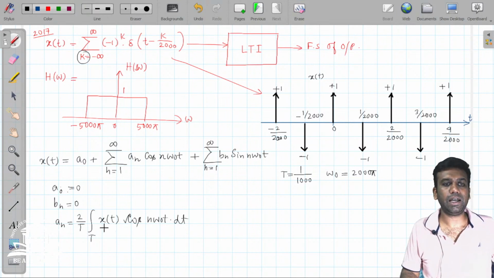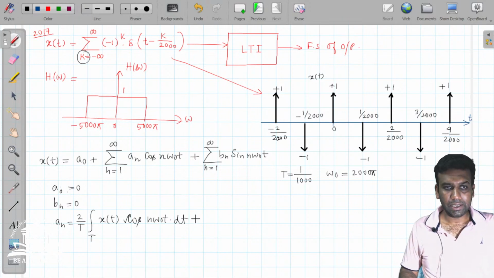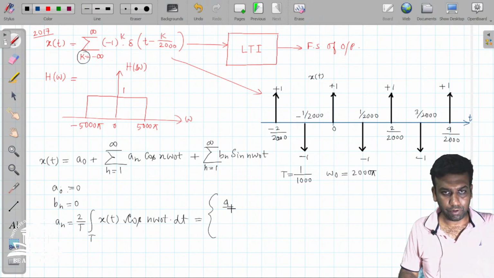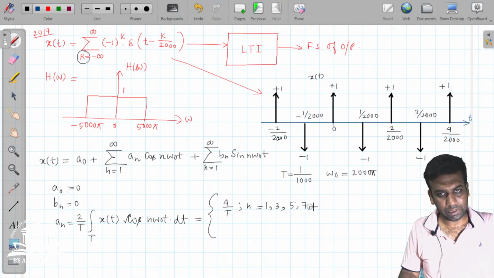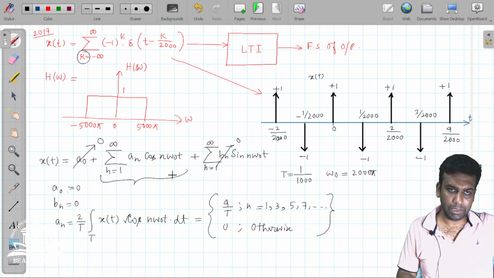Just put the values and find. You know how to find these values. So if you find the values, you can see that the an value will be equal to 4/T for n equals 1, 3, 5, 7 and so on, and 0 otherwise. So this will be the an value. Just put the values of n here. This bn is 0, this a0 is 0, so you will have only this one.